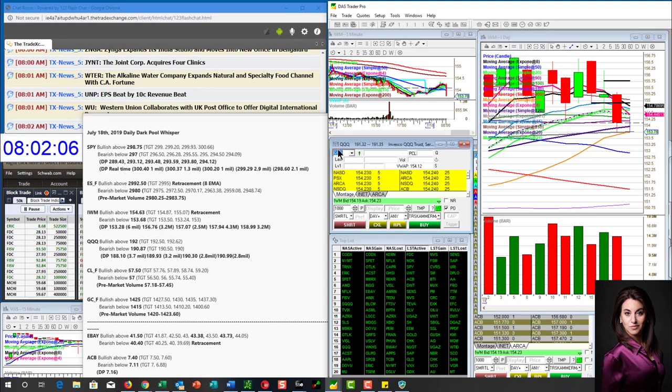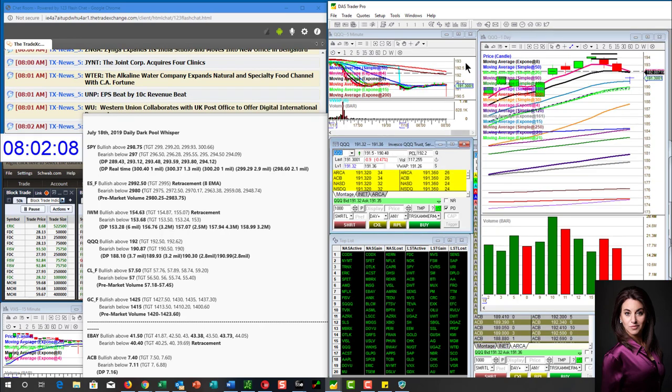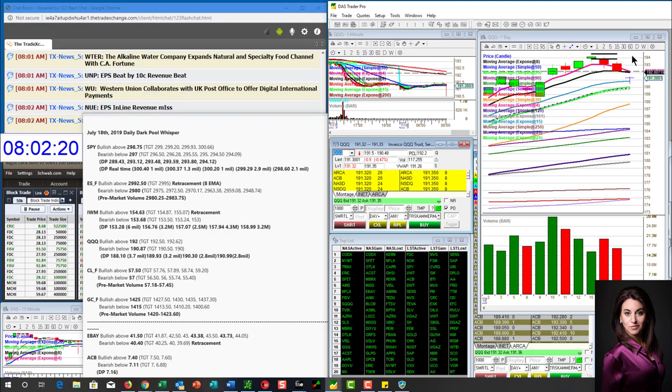QQQs. We're going to be bullish above 192. Yeah, I mean, you could clearly see the moving averages here. We really need to break above that to be bullish. We're going to be bearish below 190.87 for the QQQs.